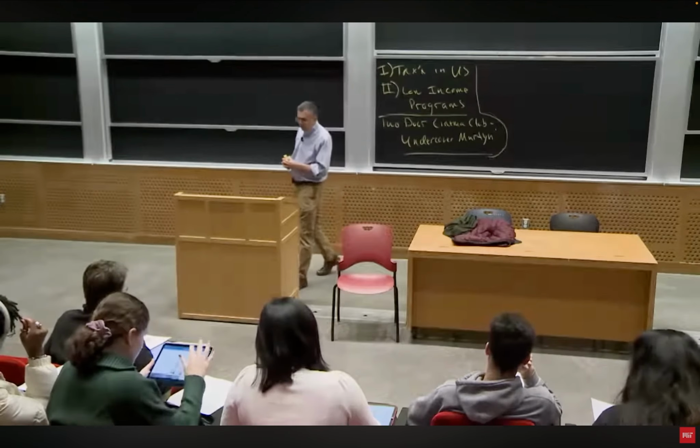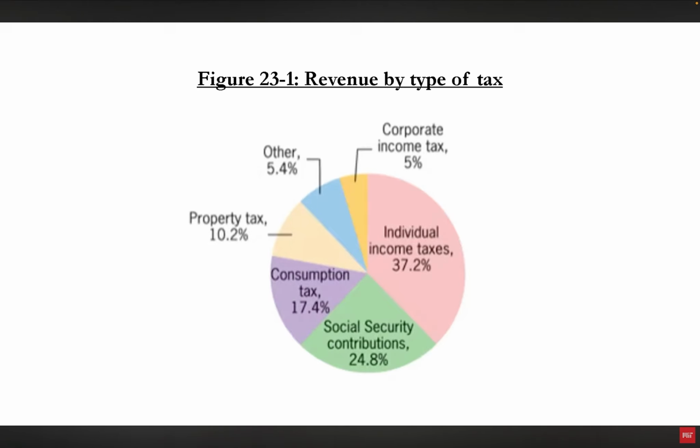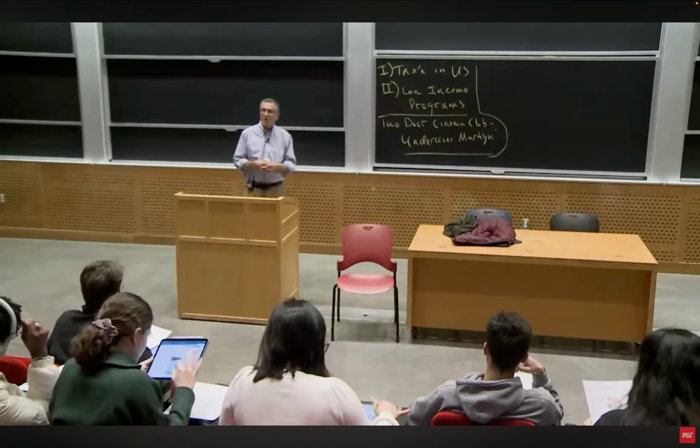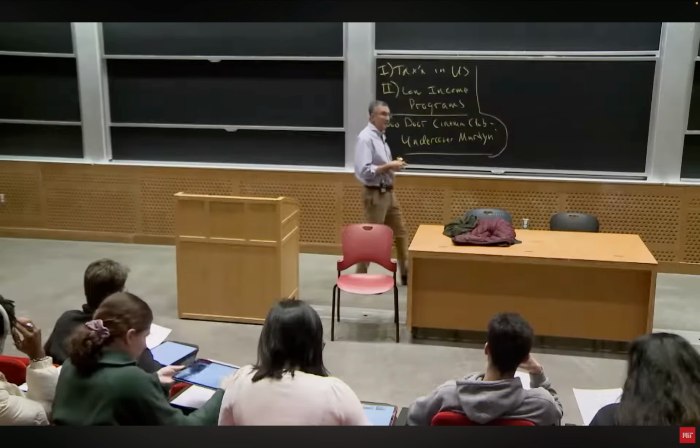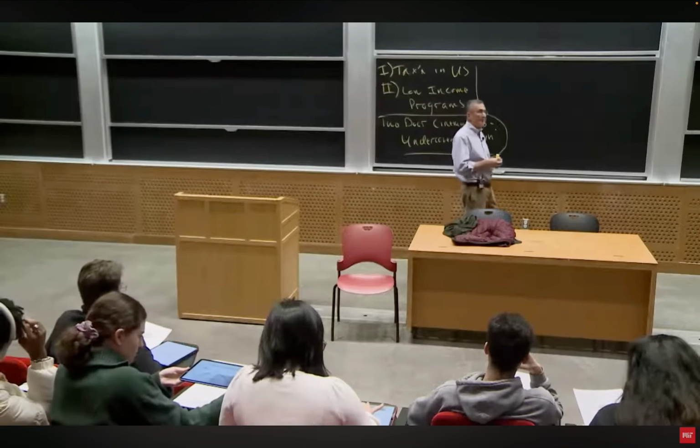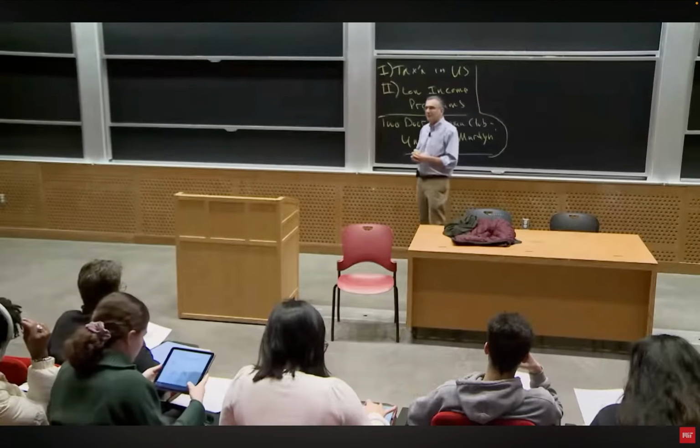Think about that. Look at this graph. We raise 37% from income taxes, 25% from Social Security contributions, 17% from consumption taxes, all taxes that fall on the average Joe, and 5% from the tax we raise on corporations. How should we feel about that? Should that make us irate that we're favoring corporations or not? It turns out the answer is not obvious.